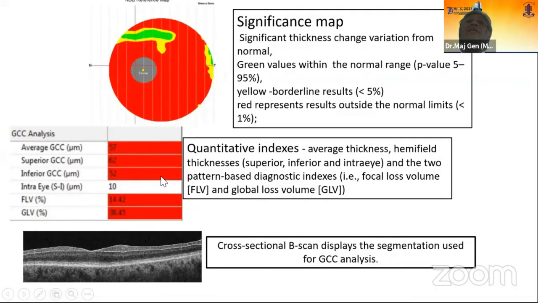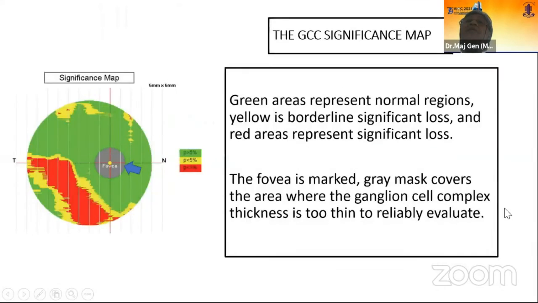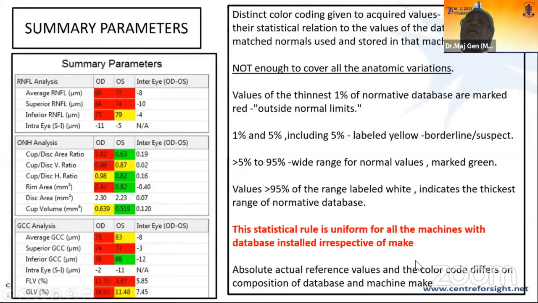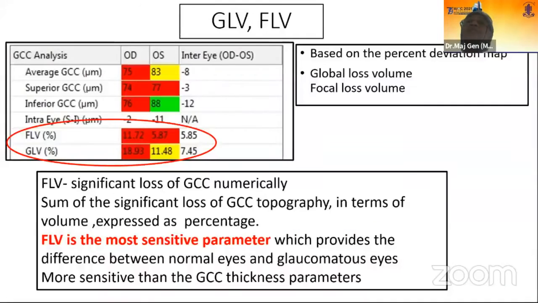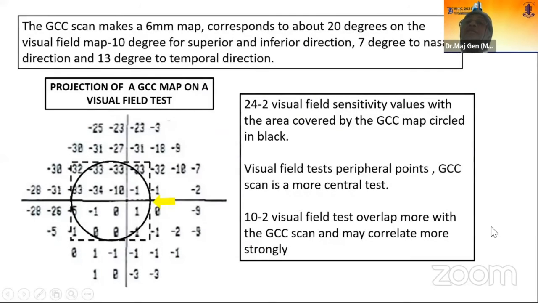And we find in the significance map again, the GCC average is very, very important. It shows all the parameters. And here this is showing us that the fovea is marked. This often gets mistaken by people as the optic disc. And these are the summary parameters which must be seen. Now, most important in this are the FLV and the GLV. The FLV shows significant loss of GCC numerically, and it's the most sensitive parameter signifying difference.